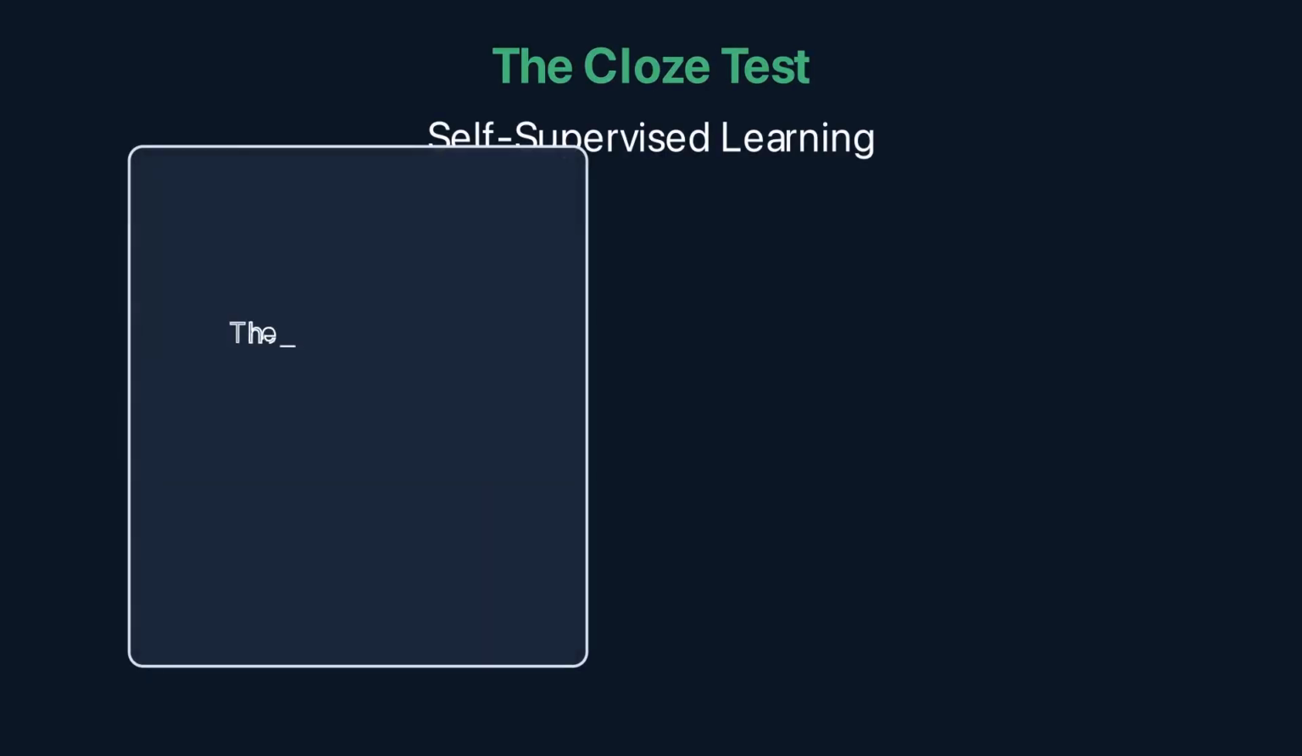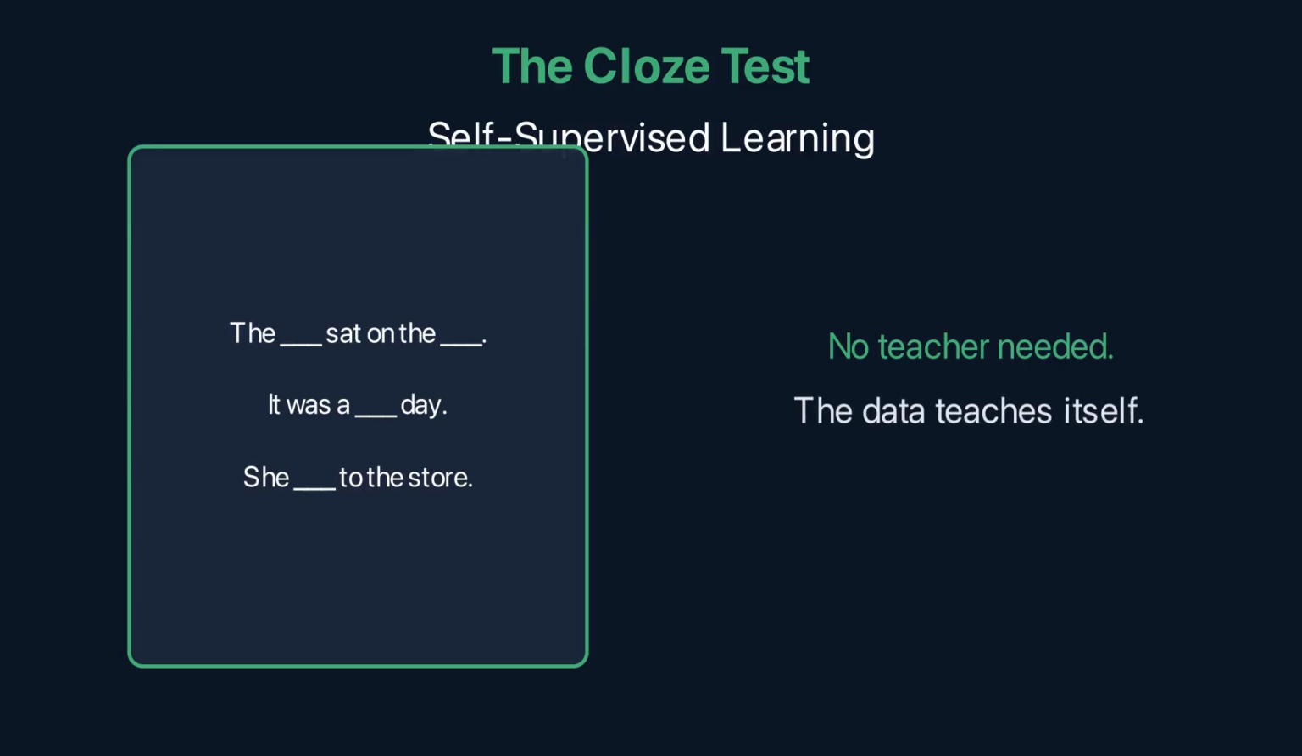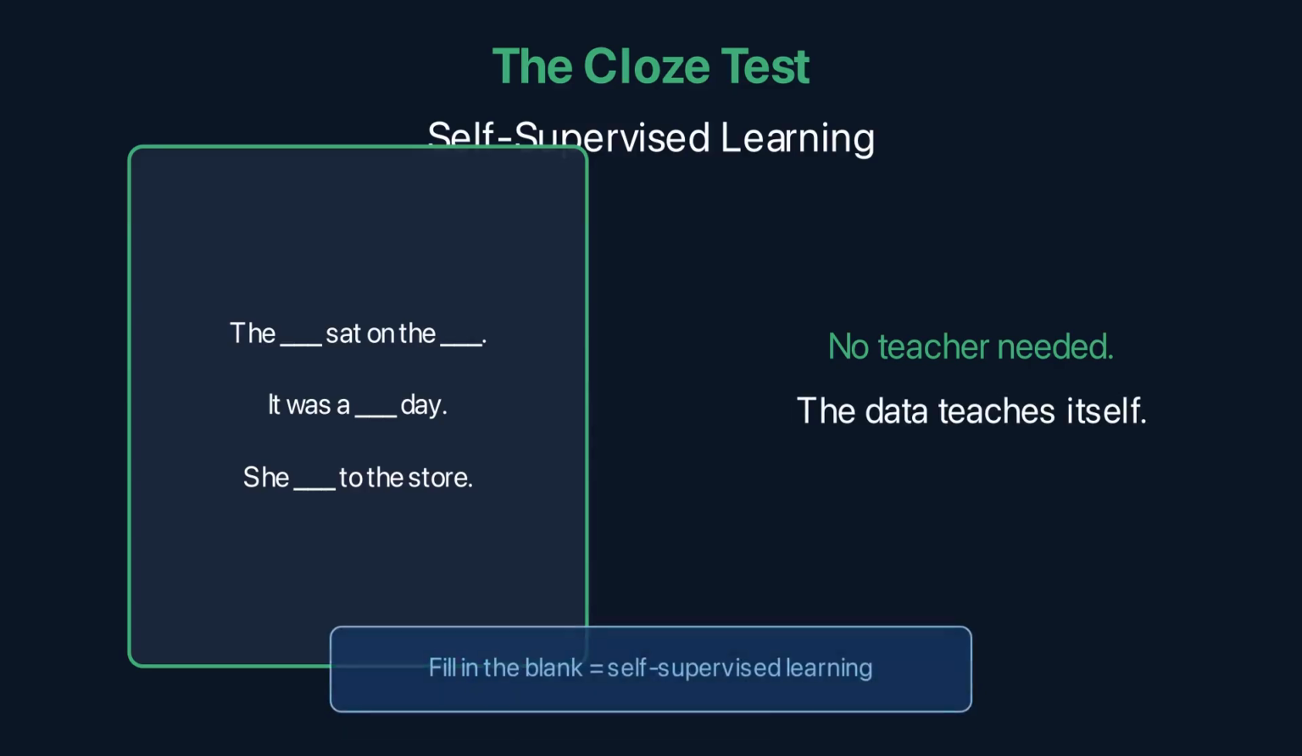An exam paper with blanks. The cat sat on the mat. To fill in "cat" and "mat," you need to understand grammar, vocabulary, and the patterns of natural language. No teacher told you the answer. The structure of the sentence itself constrained the possibilities.